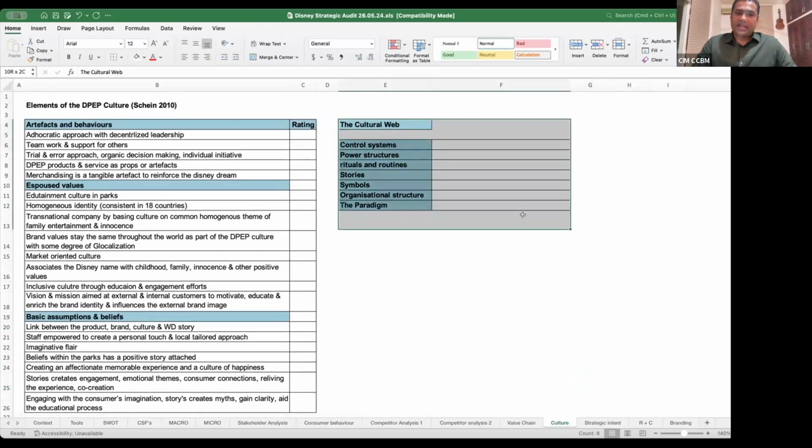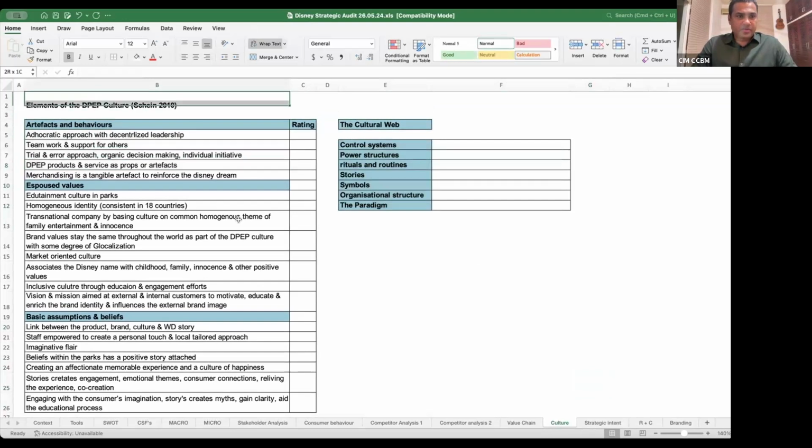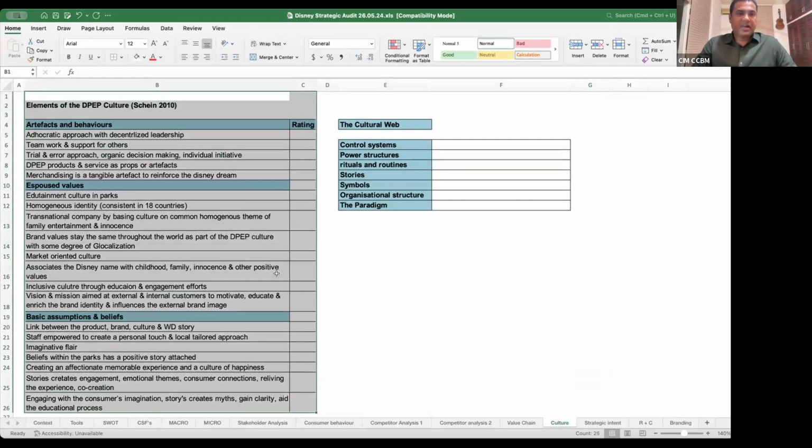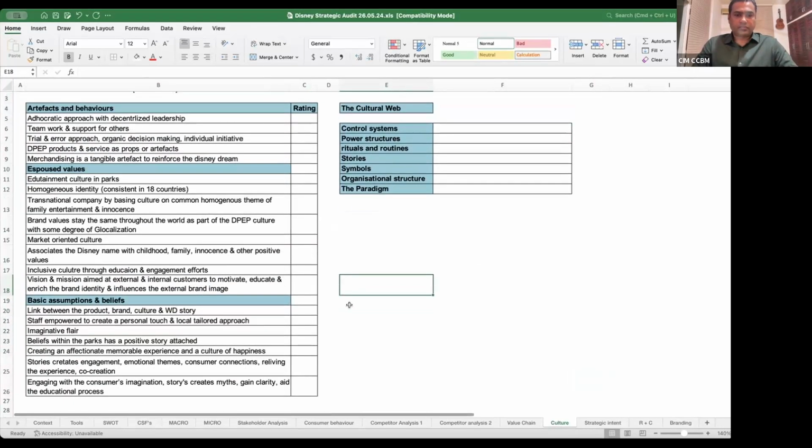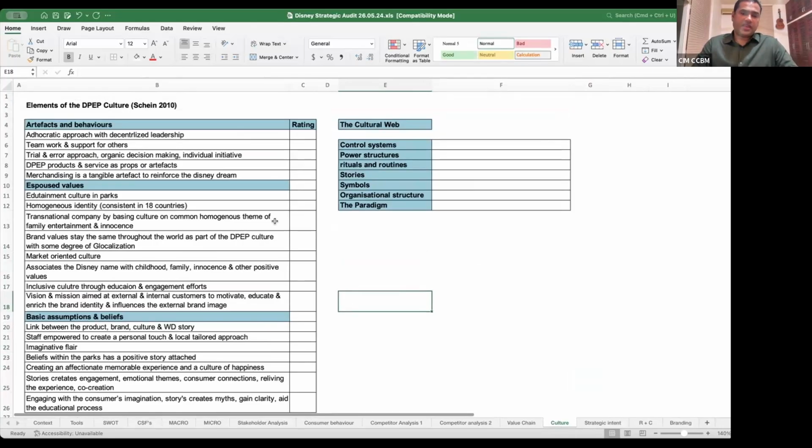So many A grades have done the cultural web. I have here given you some insight on Schein's 3 elements of culture: artifacts and behaviors, espoused values, and basic assumptions. Again, there's a lot of case material on culture that you can use in task 1 as well as in task 2. So analyzing the culture of DPEP using a theory will be helpful.